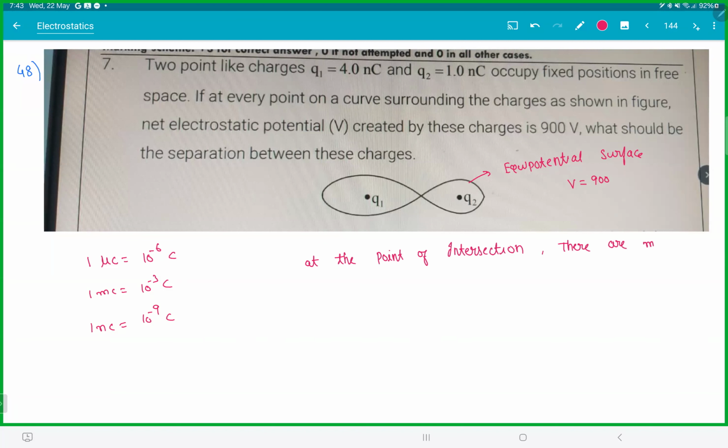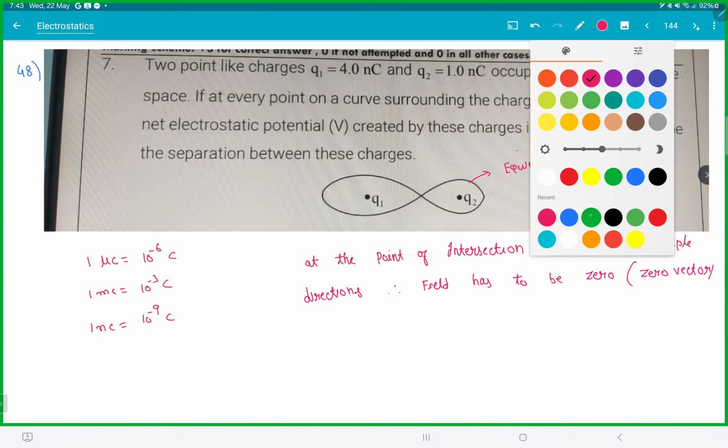There are multiple directions of field. The only vector which satisfies that condition with multiple directions is zero vector. Finally, we use that zero vector once in its life. Multiple directions. Therefore, field has to be zero. So basically, we got that point is null point. Zero vector has undefined direction. And that's it. Once you figure that out, there was nothing in the question.